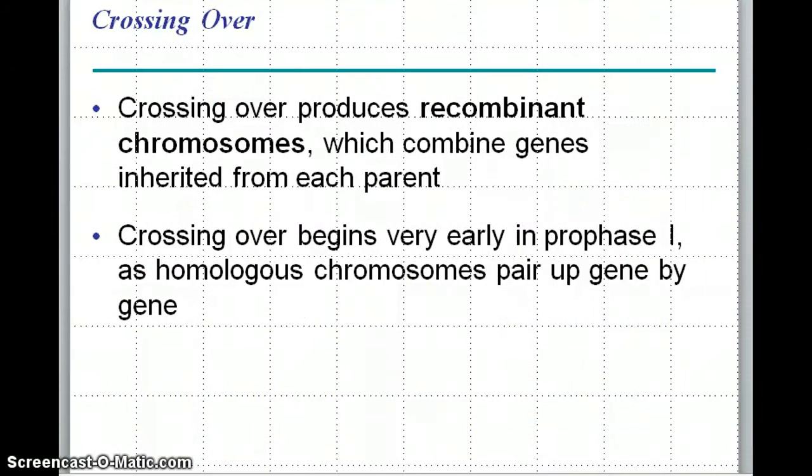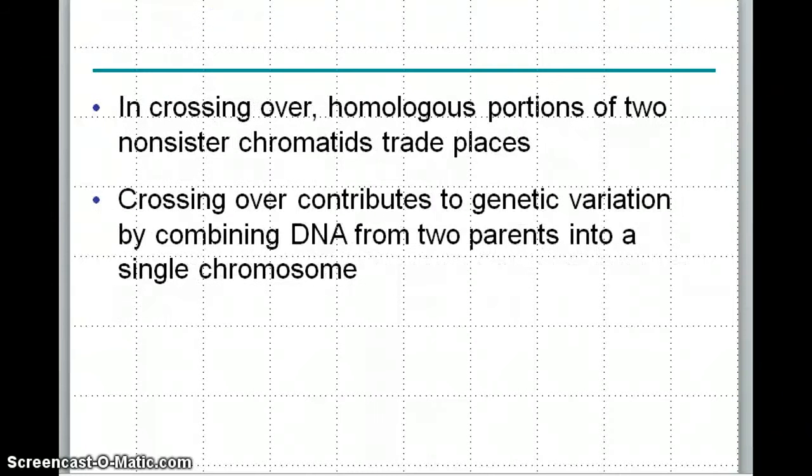Crossing over produces recombinant chromosomes, which combine genes inherited from each parent. Crossing over begins very early in prophase 1 as homologous chromosomes pair up gene by gene. In crossing over, homologous portions of 2 non-sister chromatids trade places. Crossing over contributes to genetic variation by combining DNA from 2 parent cells into a single chromosome.